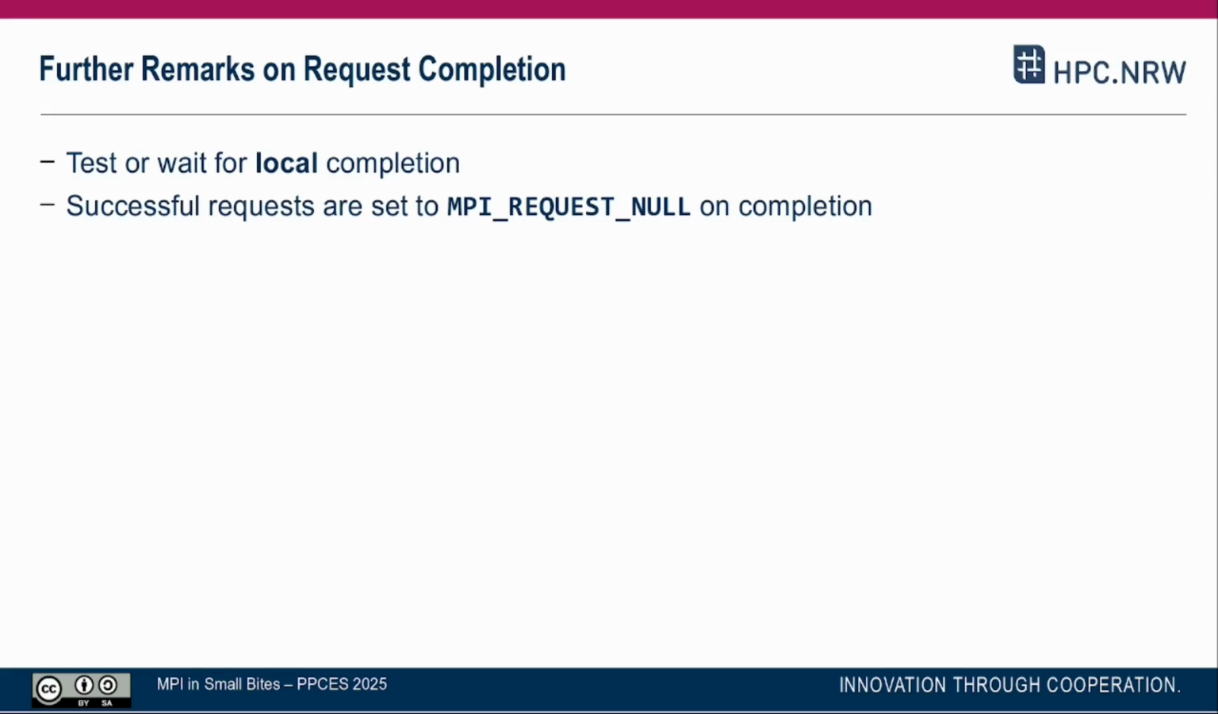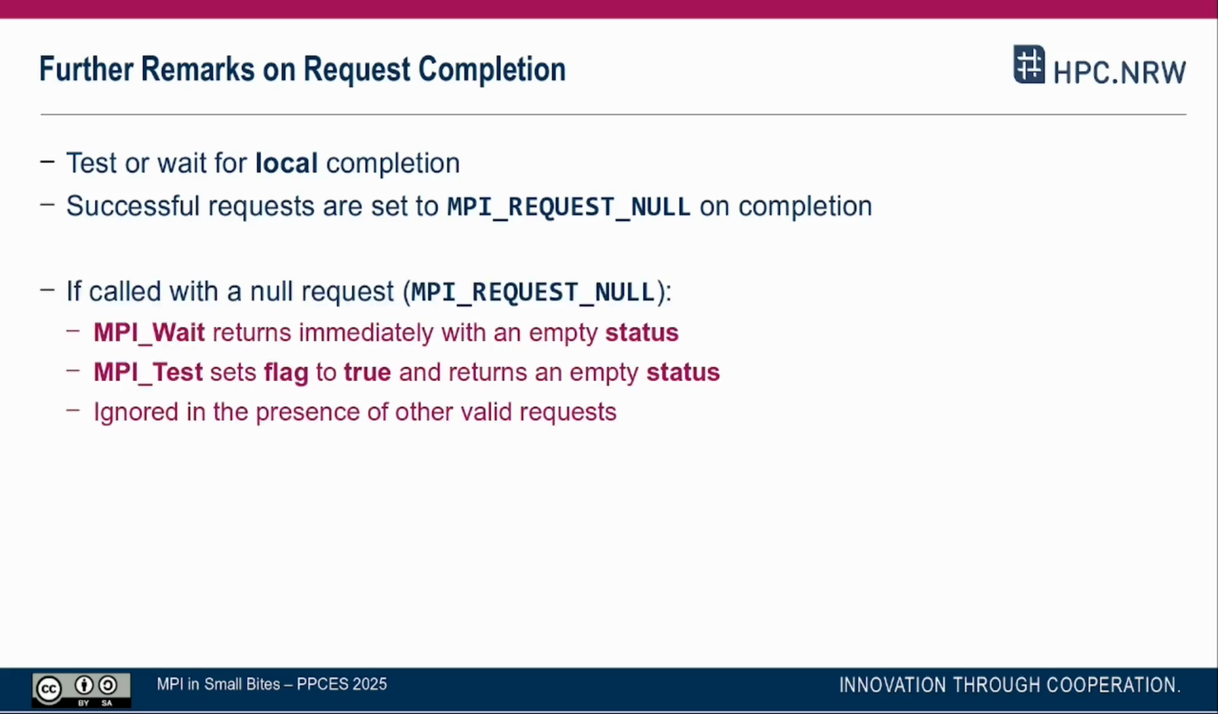Okay, so as I mentioned, if something is successfully completed, then the corresponding handle is set to MPI request null. And you could call any of those with MPI request null: the wait will immediately return, but the status will be empty because it doesn't know what to fill the values with. The test sets flag to true and also returns with an empty status for the same reason, right? It says yes, a null request is always completed, and I don't have any info to give you. And it is ignored in the presence of other valid active requests. Okay, and that's basically already the orthogonal concept of non-blocking communication in MPI.